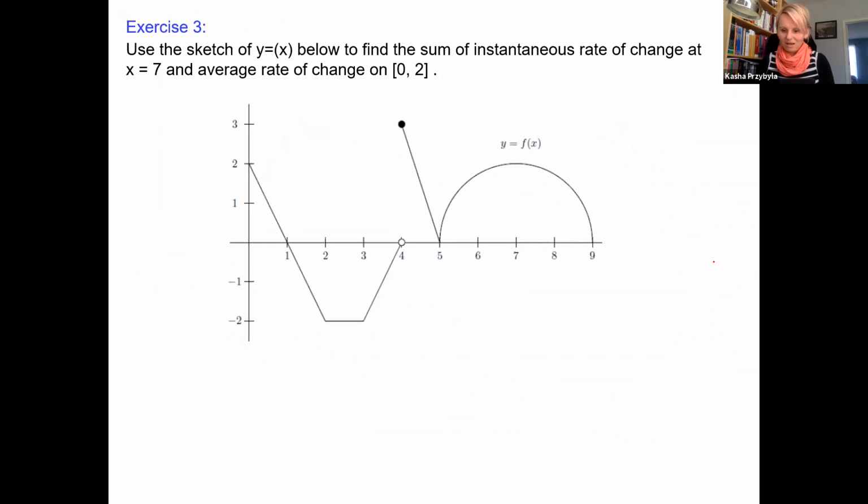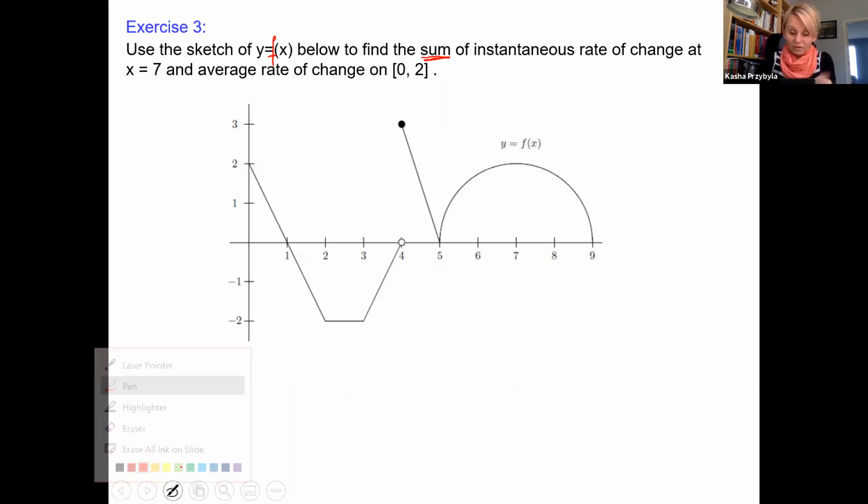Maybe you can give me the answer to this one, because I think I asked a similar question once on the midterm. Let's see if you understand. Let's wrap up section 1.4 with this question. Let's read: use the sketch of this function y equals f of x below to find the sum, okay? We will add at the end the sum of the instantaneous rate of change at 7 and the average rate of change on the interval from 0 to 2.